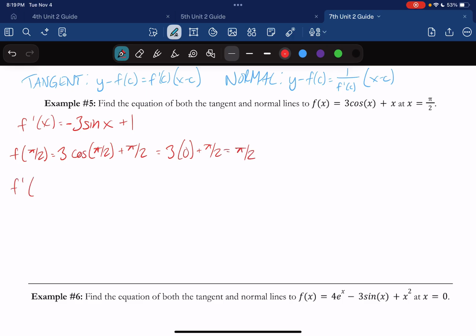I'm going to also evaluate my derivative, so f prime of pi over 2. So I get negative 3 times the sine of pi over 2 plus 1. So the sine of pi over 2 is 1. So I have negative 3 times 1 plus 1. Negative 3 plus 1 is negative 2.